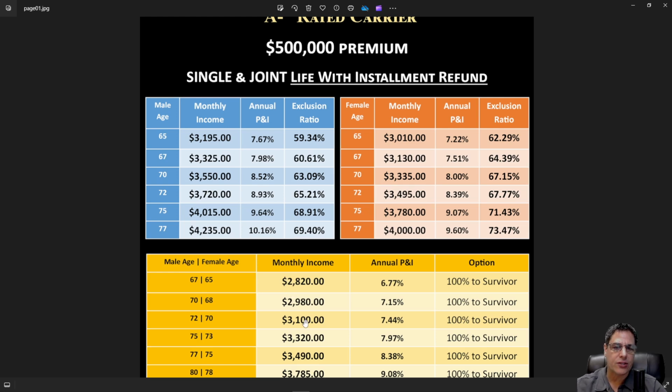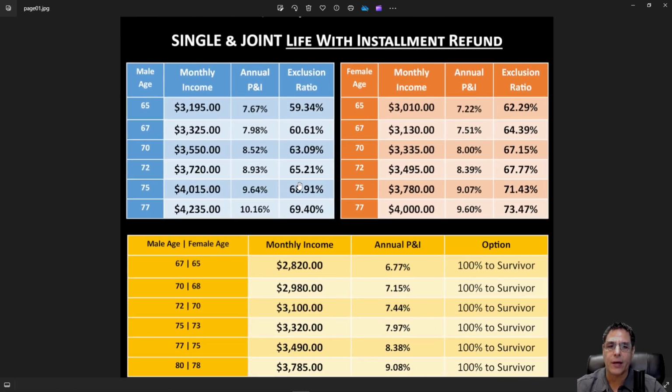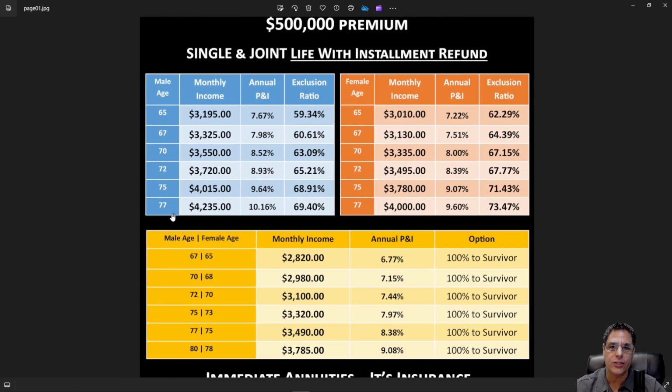Okay, and there is an exclusion ratio on this as well. It just didn't pop up on the illustration, so we weren't able to show that. So yeah, those are the numbers. If you want to pause the screen right there, that's life, single and joint, for male and female, for life with installment refund, which of course we've gone through, and I did a short on that today as well.